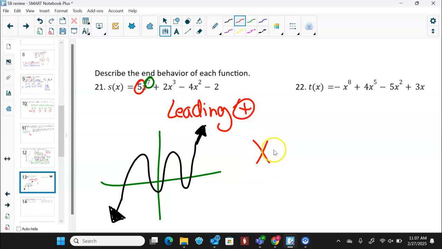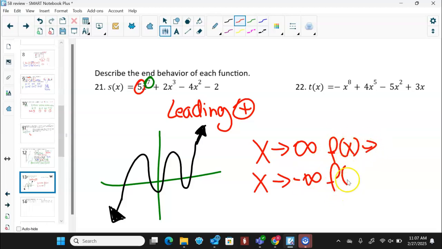So I am only going to tell you that x goes toward positive and negative infinity, and then what happens to the function. It's always the same setup, okay? I'm always going to look at positive leading coefficient means the right side, so I'm going to start with that. I know that this is a positive leading coefficient because it has a positive number 5 in the front.